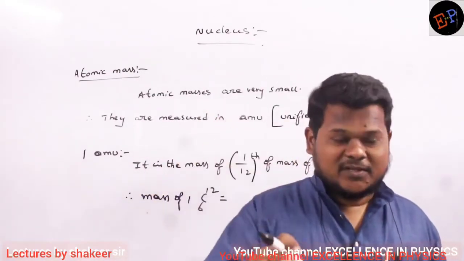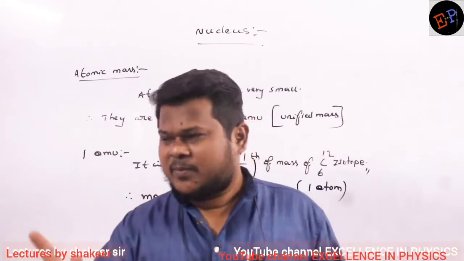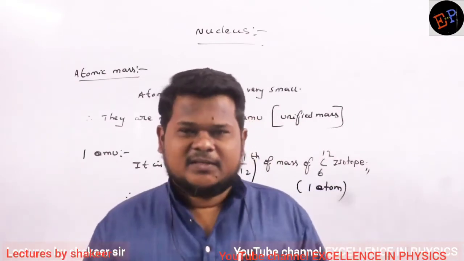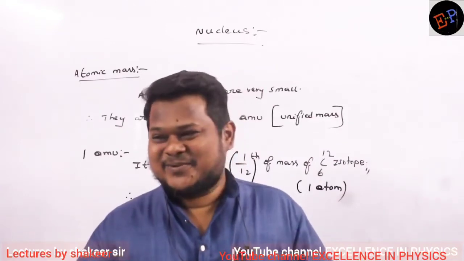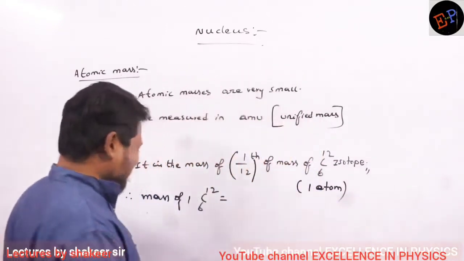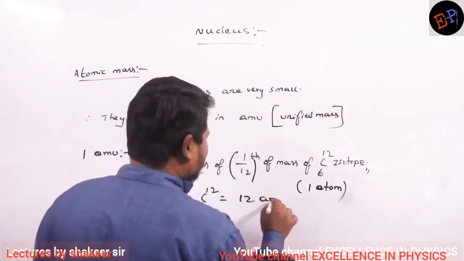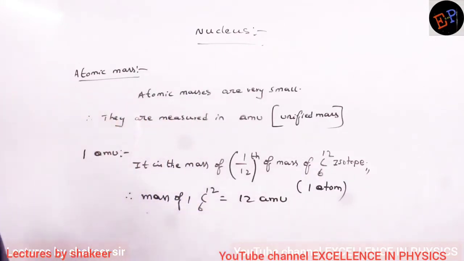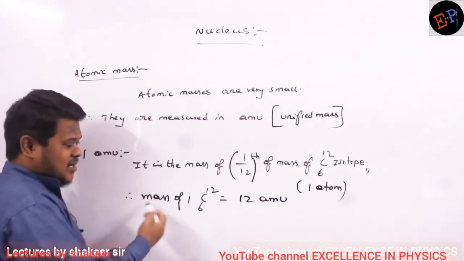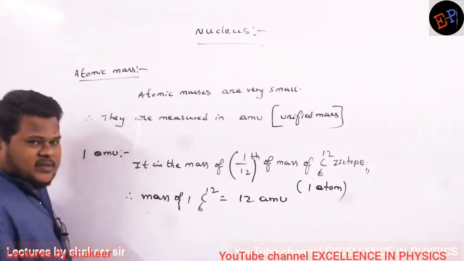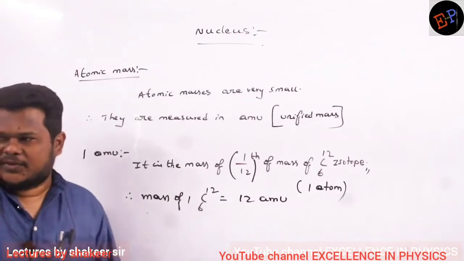1/12th mass of carbon C-12 is called 1 AMU. 12వ భాగాన్ని ఒక AMU అన్నాం. Then what is the mass of one carbon atom? 12 AMU. That's all. Understood, no? Mass of 1/12th part is 1 AMU. మరి ఒక కార్బన్ ఆటంకి AMUs ఎన్ని ఉంటాయి? 12 AMU. That is the mass of one carbon atom. Are you able to understand, ma?